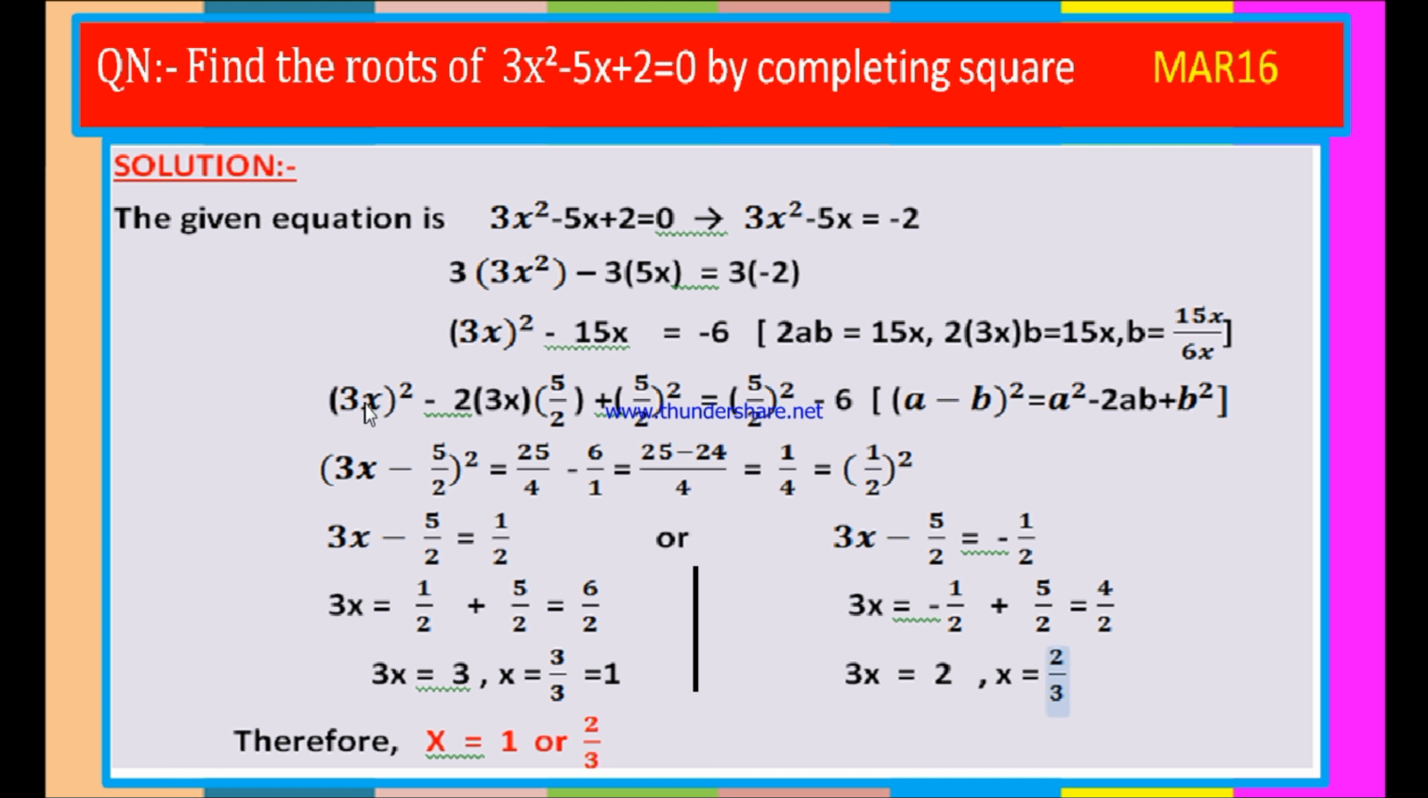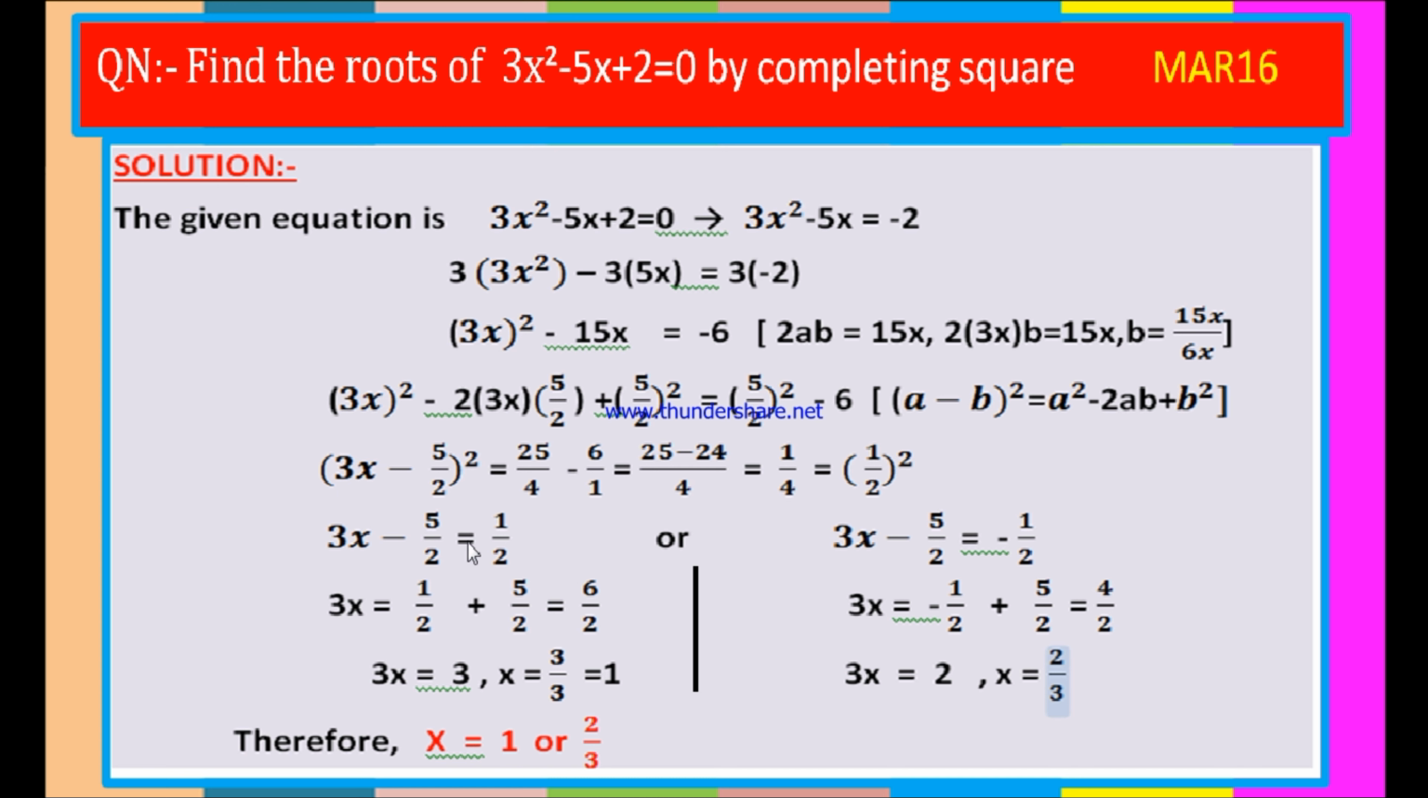Therefore a − b means the a value is 3x minus the b value 5/2. (3x − 5/2)² is equal to (5/2)², which is 5² by 2², 25/4, minus 6. 6 means 6/1. Now the LCM for 4 and 1 is 4, and by cross multiplication 1 into 25 is 25, minus 6 into 4 is 24. 25 minus 24 is 1/4. 1/4 is nothing but (1/2)². Now (3x − 5/2)² is equal to (1/2)².